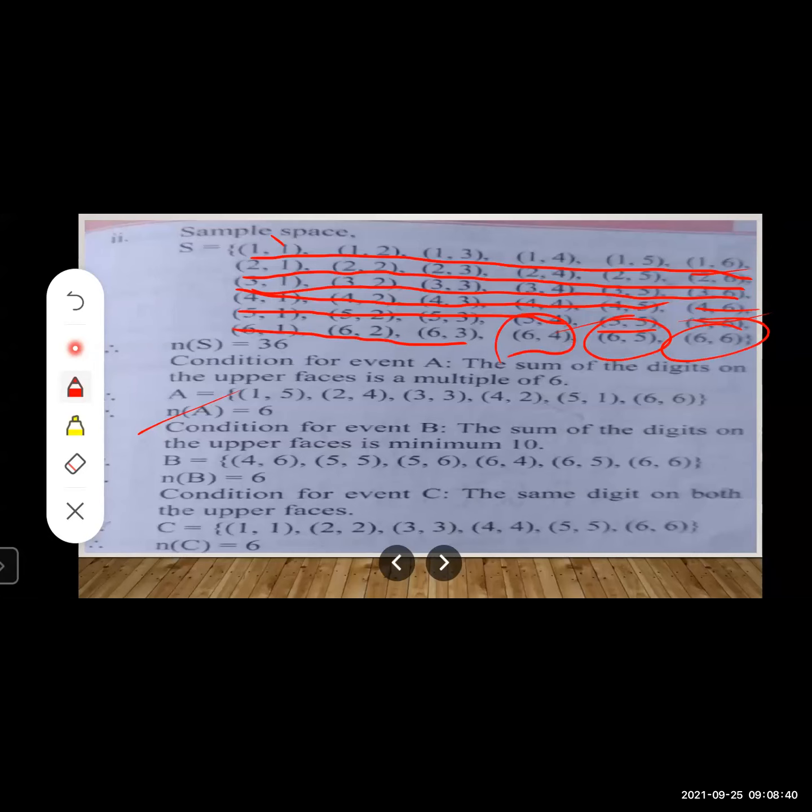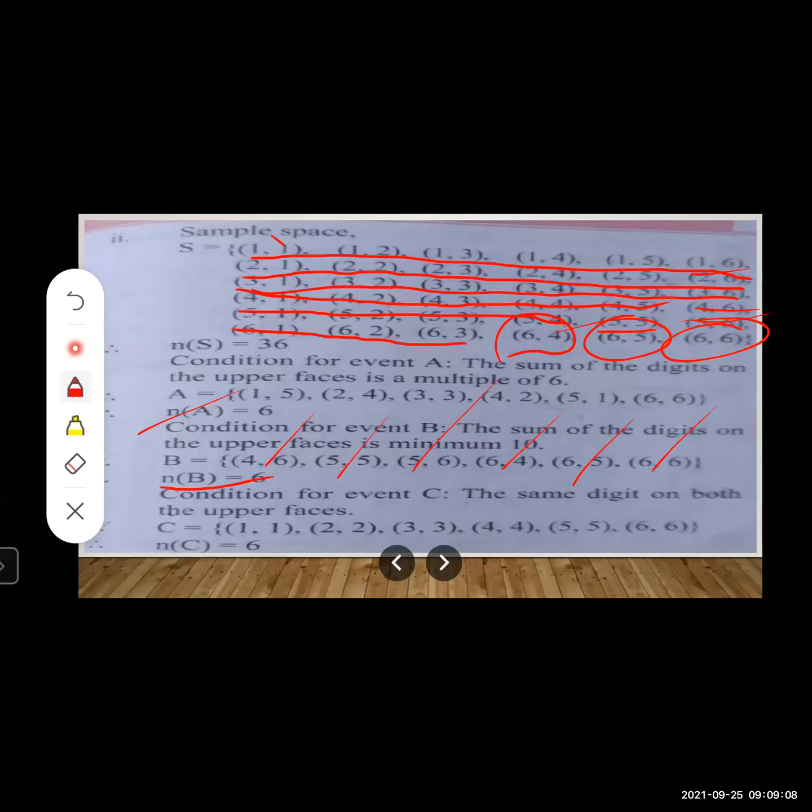sum comes out to be what? More than 10 or minimum 10, right? So take it as our favorable outcome in the event B. Now let us count this. How many sample points are there in event B? Yes, students. 1, 2, 3, 4, 5, 6. Right? So how many sample points are there in event B? 6. So let us write this, n(B) is equal to 6.